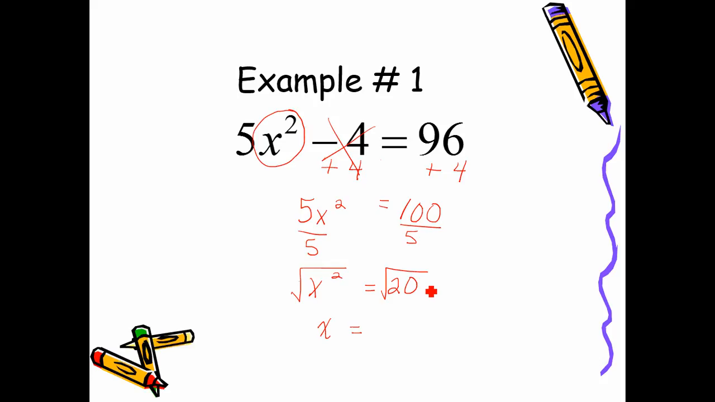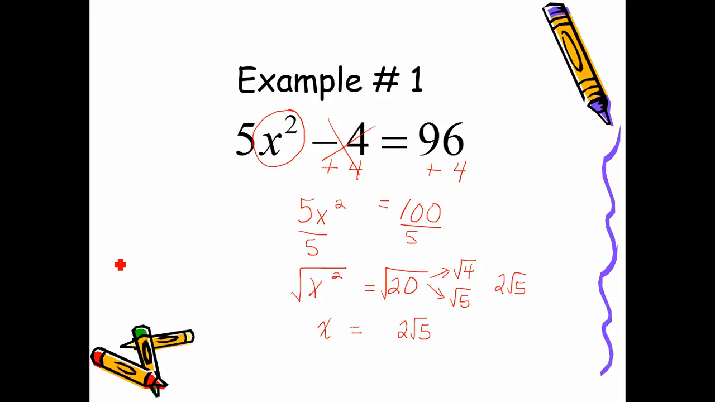Now, I can't just give the decimal answer. I need to keep this in simplified radical form. So we need to break apart that square root of 20 using a perfect square. 4 times 5 is 20. So I really have the square root of 4 times the square root of 5, which would be 2 square roots of 5. So I have 2 square roots of 5 as my answer.